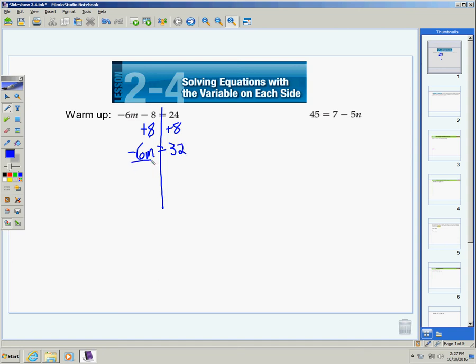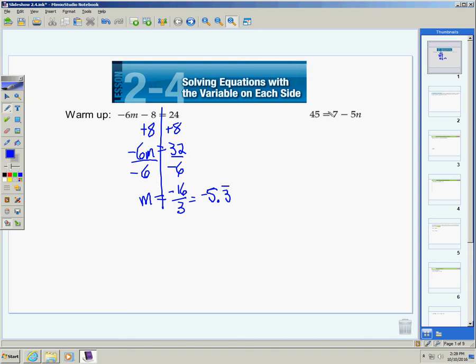Then I would divide each side by negative 6. And I would get m equals, and you can write this as one of two ways. I'm going to write it as negative 16 thirds. If you got a decimal, it's negative 5.3 repeating.